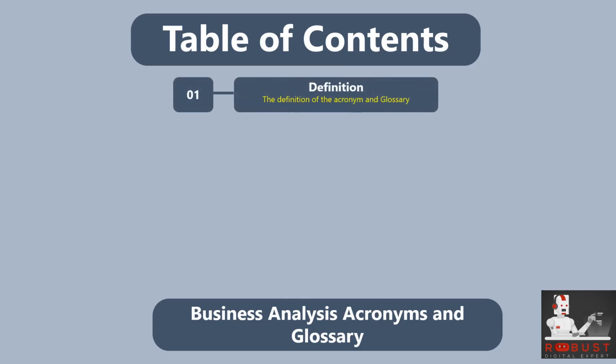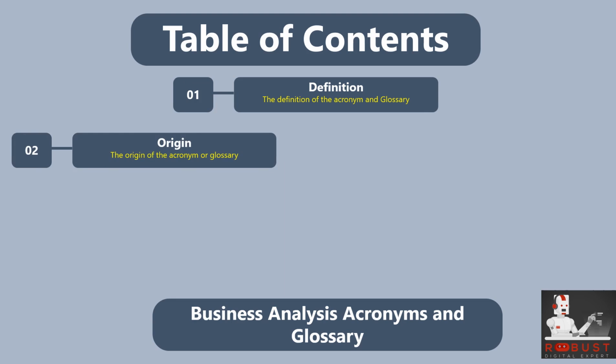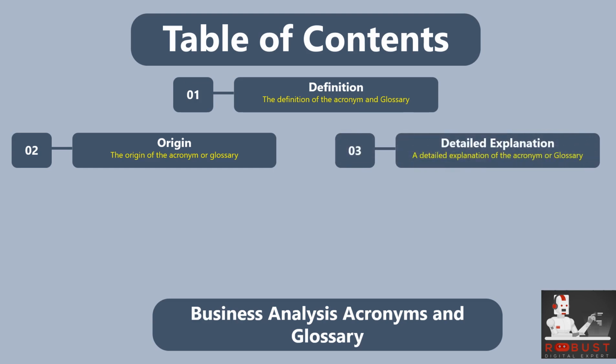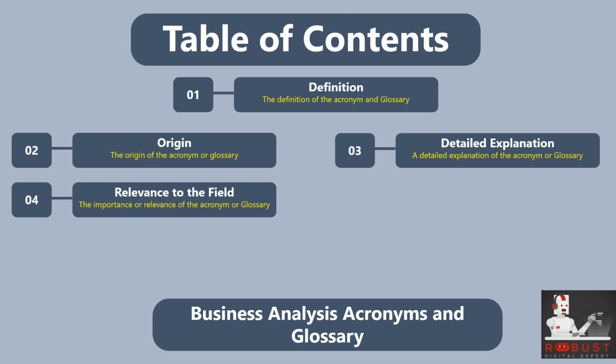Table of contents. Definition. We start by providing a clear and concise definition of the acronym or glossary term, highlighting its significance in the field. Origin. We discuss the origin or source of the acronym or glossary term, providing relevant background information or historical context to help you understand how it emerged. Detailed explanation. Here, we offer a thorough explanation of the acronym or glossary term, breaking it down into its constituent parts and explaining the meaning behind each element. We elaborate on any specific terminology or concepts associated with the term. Relevance to the field. We explain why the acronym or glossary term is essential and relevant. We discuss how it addresses a specific need, solves a common challenge, or represents a key concept within the discipline.